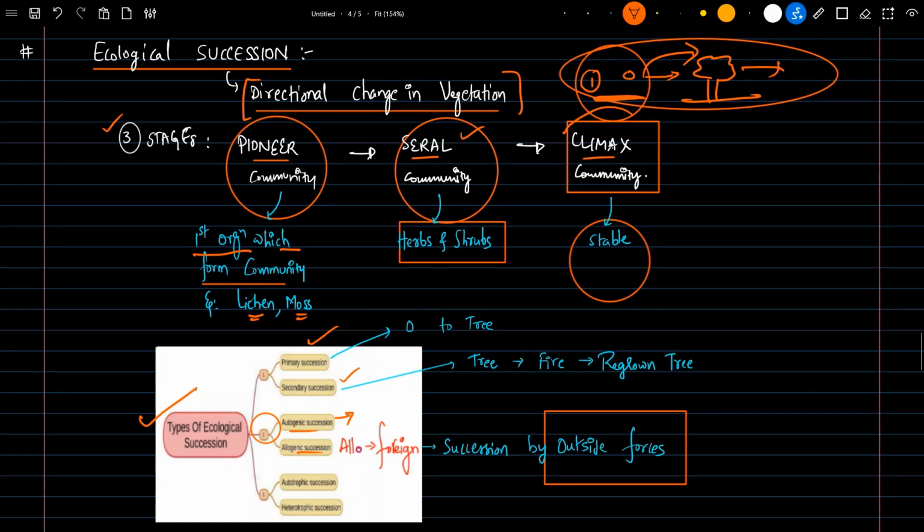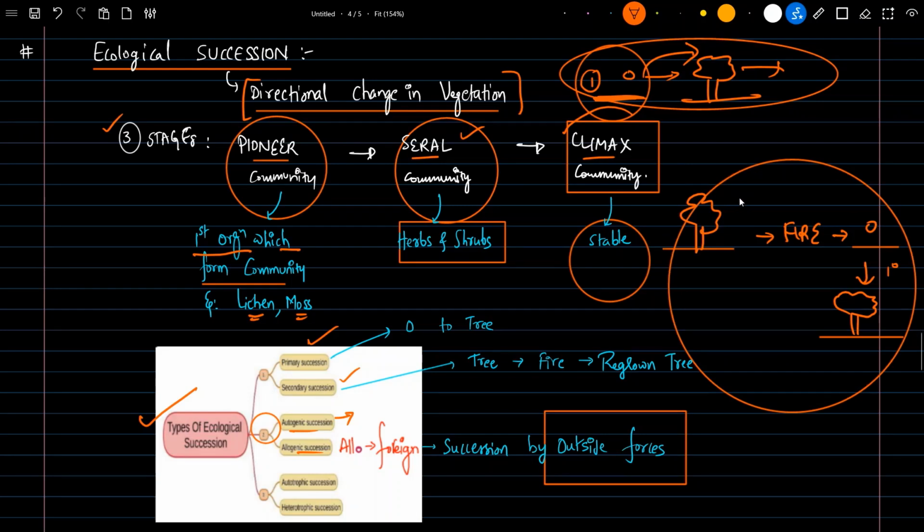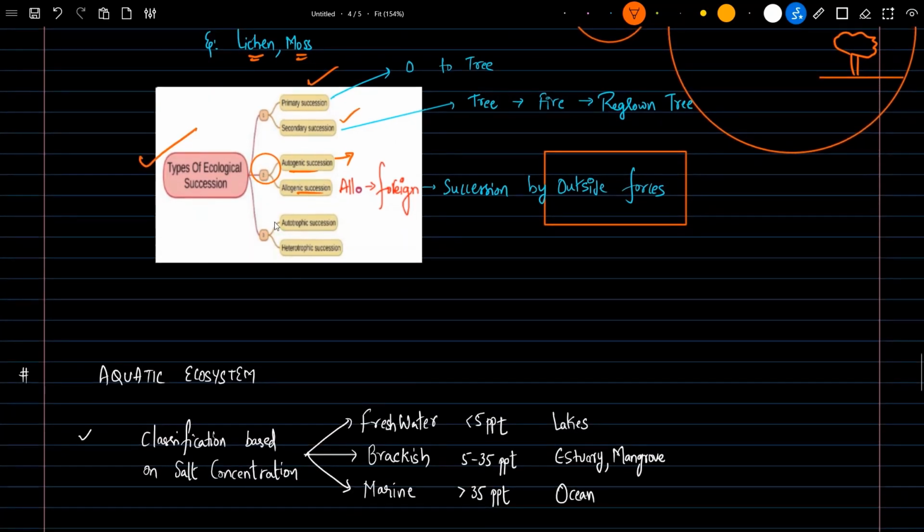Now the secondary succession is an extension of primary succession. So let's say there is a tree already, and a fire happened. Then again there will be zero because nothing exists, and again the primary succession happens here, and the climax community has formed here. So this whole thing is called secondary succession. It means succession is happening not just on a barren thing, but a regenerative kind of thing. And the third classification is based on autotrophic succession and heterotrophic succession.